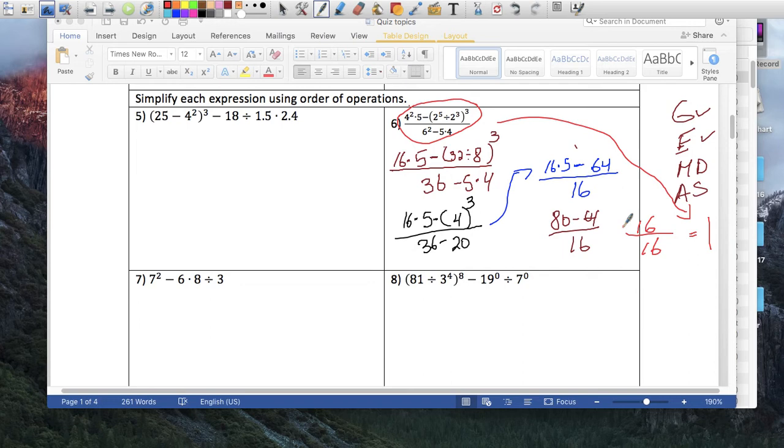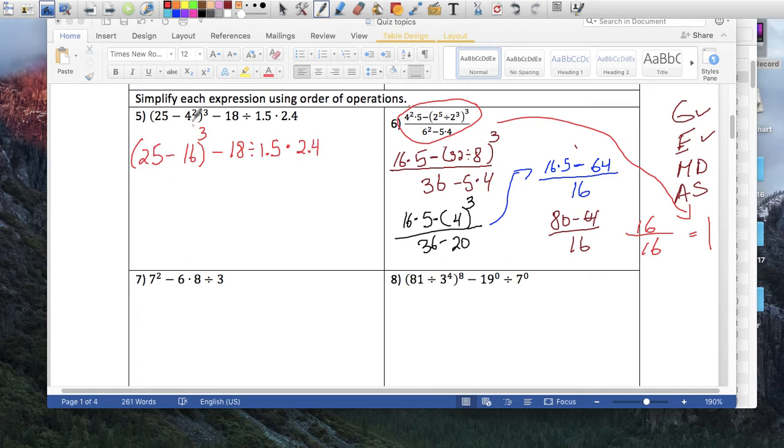Debating if I should do more or leave you to actually try to figure this out. Let me do 5. Okay, 5. Let's do 5, 25. We'll do inside the parentheses first. Minus 4 to the 2nd power is 16. That's all going to be to the 3rd power. Minus 18 divided by 1.5 times the decimal 2.4.